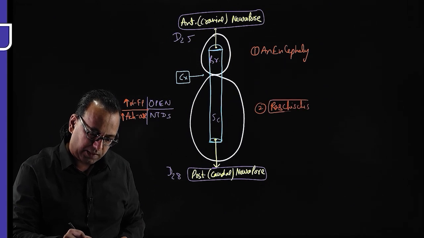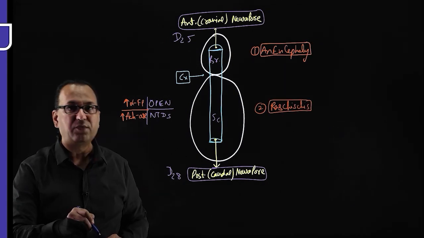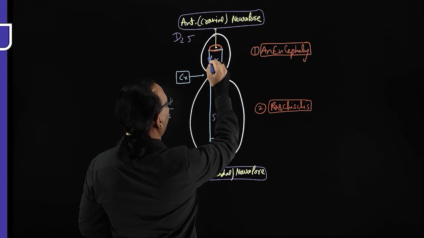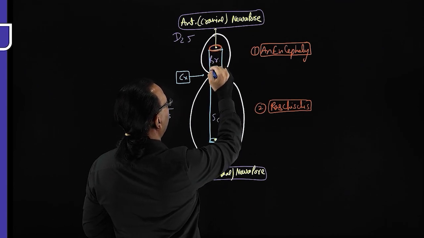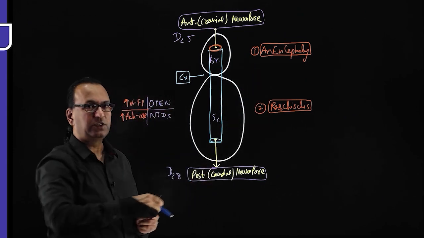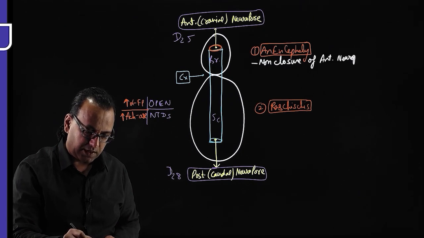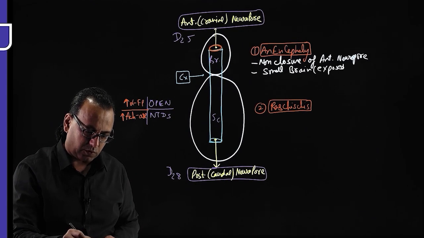So how do you define them? See, what happens is, if there is non-closure of the anterior neuropore, the brain will not develop properly. There will be a small brain. So you can mention the details here. Anencephaly occurs due to the non-closure of the anterior neuropore, resulting in a small brain, and it is actually exposed outside. And why is it exposed outside?